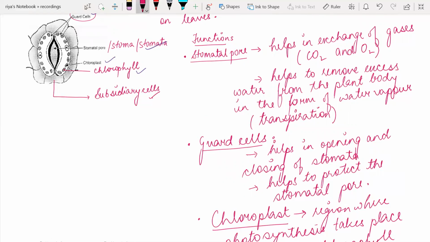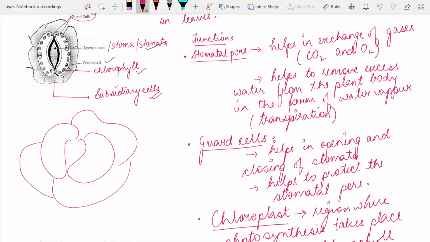Next comes subsidiary cells. Now let me first tell you, subsidiary cells play the major role in protecting the epidermal cells. Now, if I draw a rough diagram of guard cell, surrounding the guard cell are the subsidiary cells, and surrounding the subsidiary cells are the epidermal cells. Epidermal cells are the top layers of the plant structure. These epidermal cells are protected with the help of subsidiary cells when the guard cell swells or when water enters the guard cell.